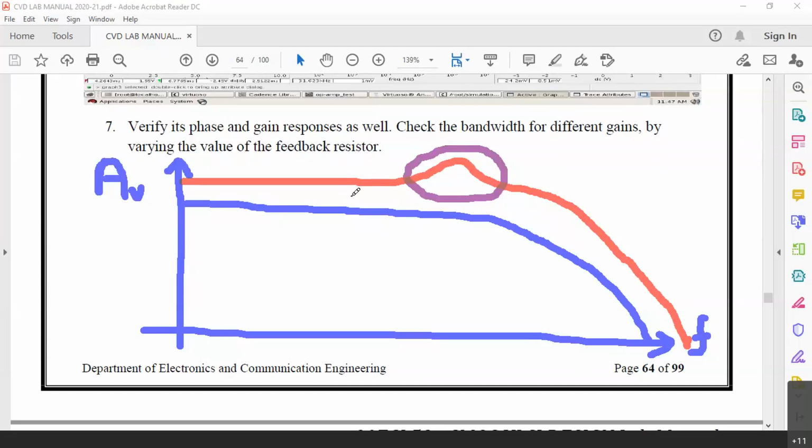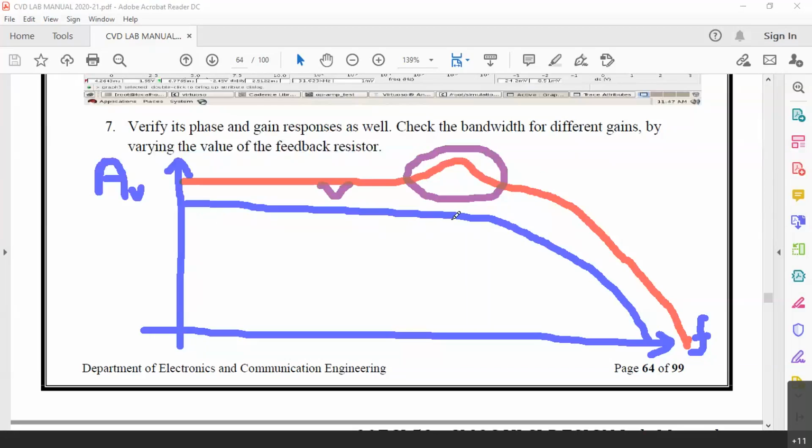There can be a decrease in gain also somewhere. There can be an uneven curve also somewhere. The curve may not be flat at all, even in the mid band. Now that is not what we expect. We expect at least in the mid band the curve should be flat.